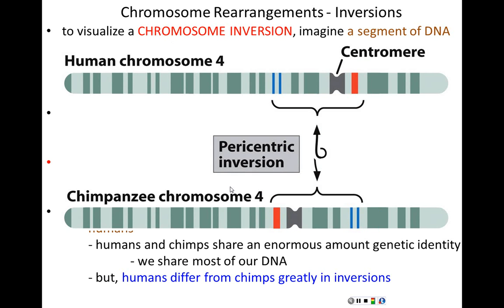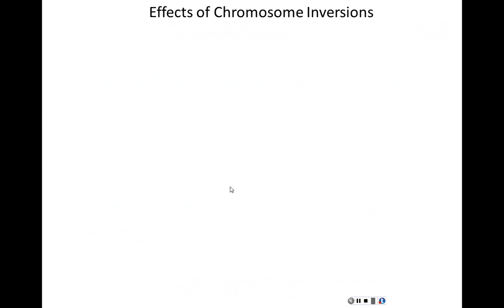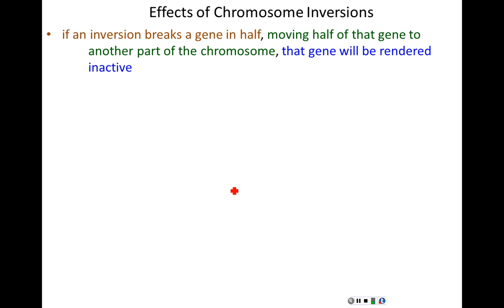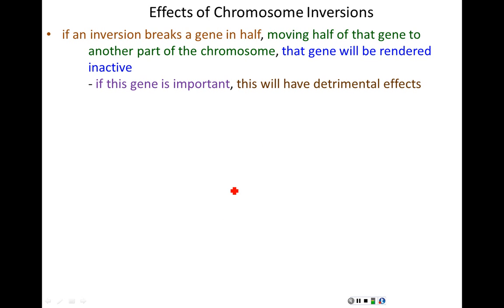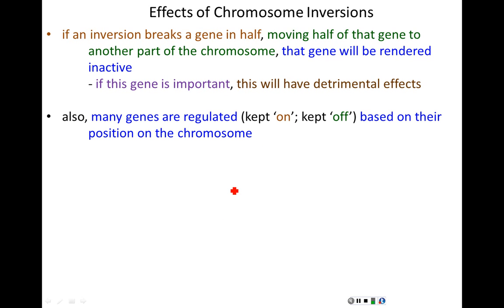So you might say, well, how could that be? Why would that matter? Why would flipping the DNA change anything? Well, it does. Chromosome inversions have their own effects. The first is more obvious. If an inversion breaks a gene in half, moving half of that gene to one part of the chromosome and leaving the other half where it was, it's almost like taking a piece of paper and cutting it in half. It's going to lose its meaning. You can't read that page anymore because the two halves of the same page are in different locations. So the gene will be rendered inactive, and that's what we would call a null mutation. The gene no longer functions. If the gene was important, obviously it's going to have detrimental effects if it no longer functions properly.